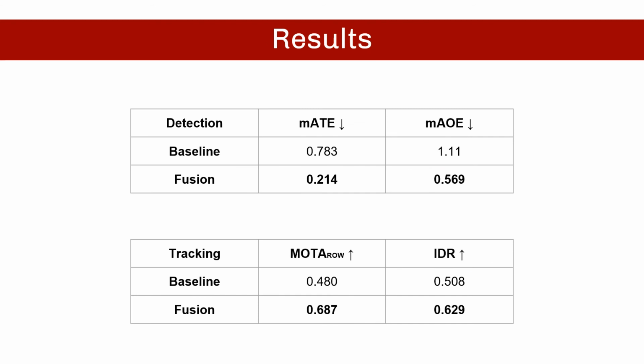To highlight a few of our results, it's clear that the fusion-based method is able to improve upon the baseline. Specifically, for the detector, it's able to reduce translation error and orientation error by more than 50%. And the tracking algorithm is able to improve recall, both MOTA-RO and IDR, by almost 30 and 20% respectively.